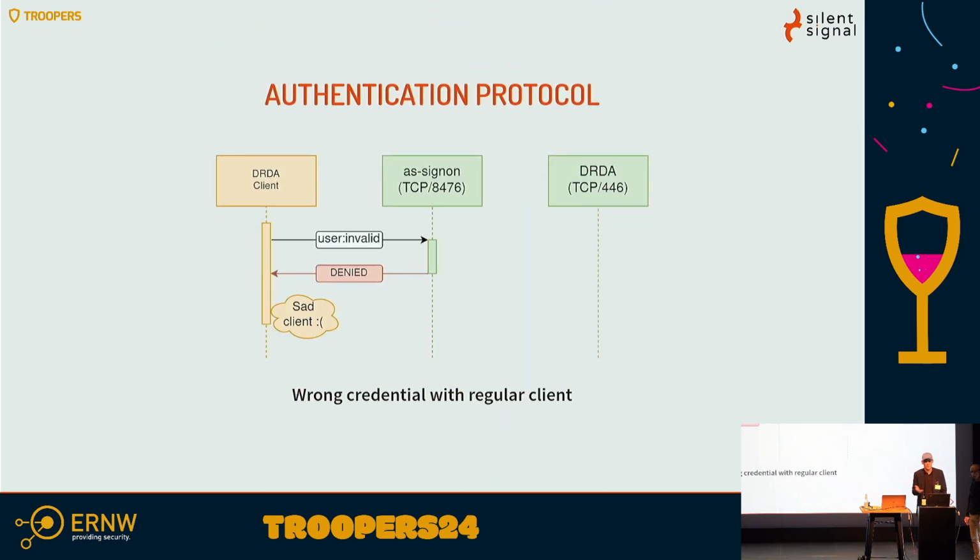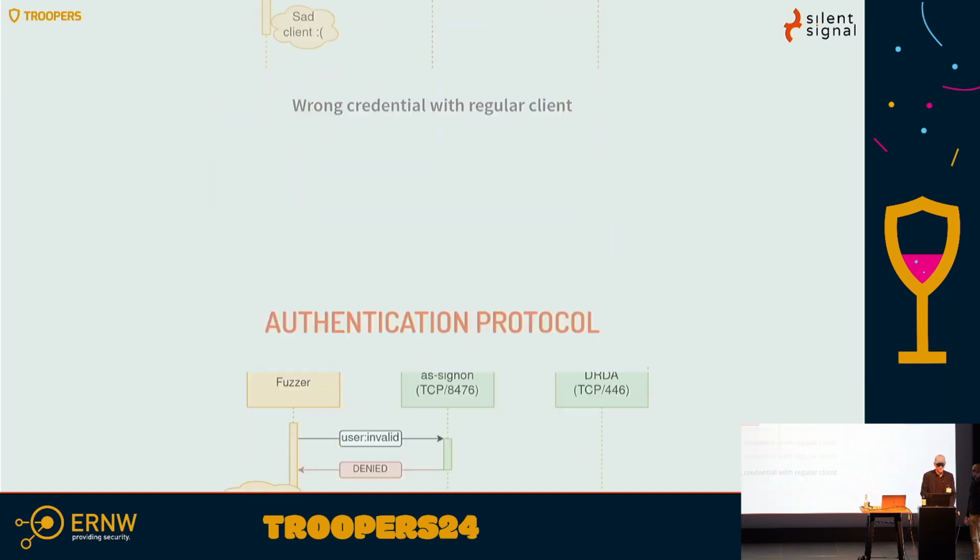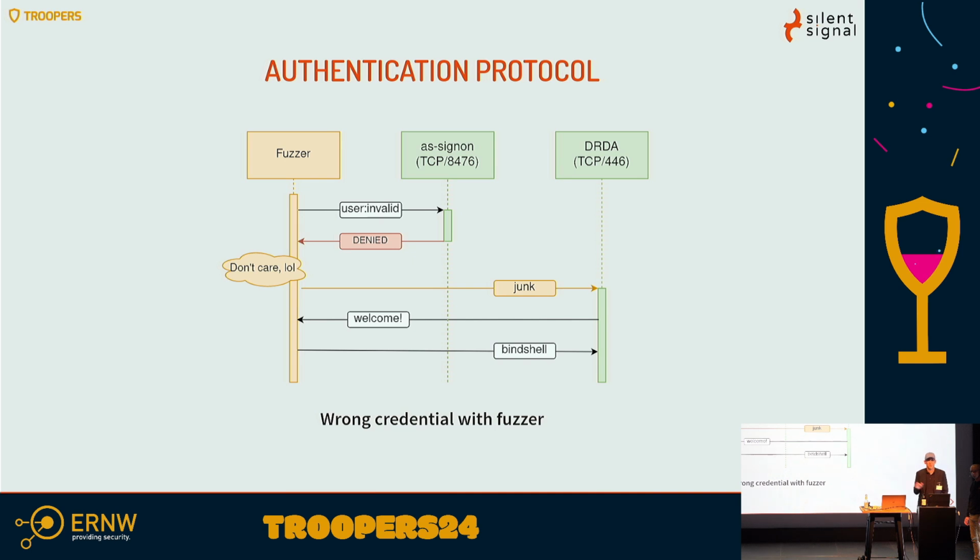This picture shows the expected behavior in case of incorrect credentials. But what does the fuzzer do? It completely ignores the sign-on packets and works only with the DRDA packets. We can send a whole DRDA PCAP without any problem. If the authentication information is wrong, the service will run the command with its own authority.